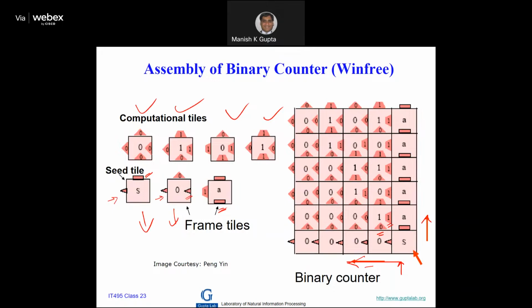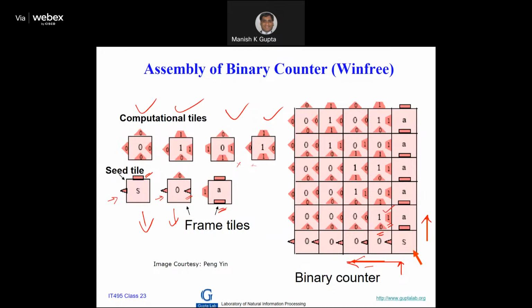So here we need to see 0, 0. It cannot match. 0, 1. Yes, this will match, right? And this will not match. So 0, 1 can come here. And because system temperature is 2, each computational tile's strength is 1, so combined glue strength is more than or equal to 2. So they will combine. So this tile will come here, right?